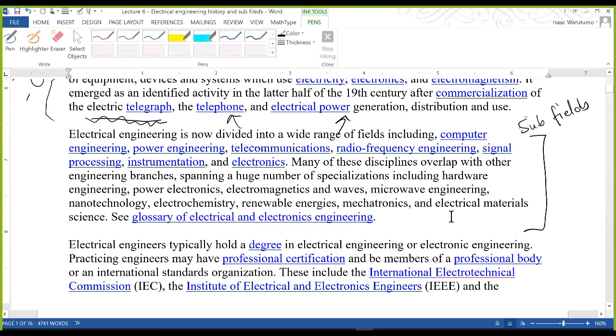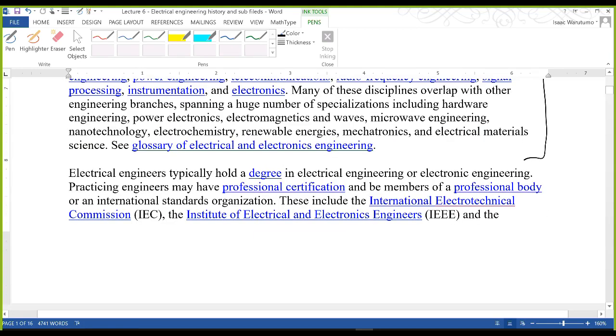Whenever you see a blue link, know that it's a link you can study more on by going to the internet. When you hear someone being called an engineer, the minimum qualification is that they should have a degree in electrical, electronic, or even telecommunication engineering. So that is the minimum. Anybody who doesn't have a degree but has a diploma qualifies to be called a technician or technologist, depending on the level of diploma they hold. Even if you are called a graduate engineer, that means at least you have graduated with a degree in electrical engineering. We also say that practicing engineers, as I've said over and over again, may have a professional certification and be members of professional bodies or international standards organizations.